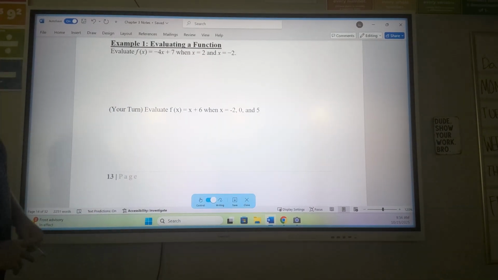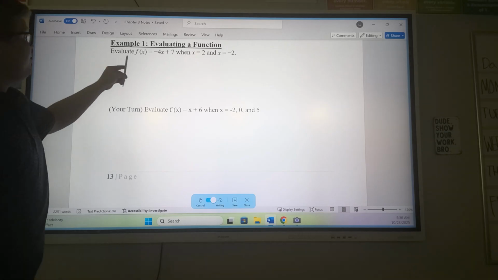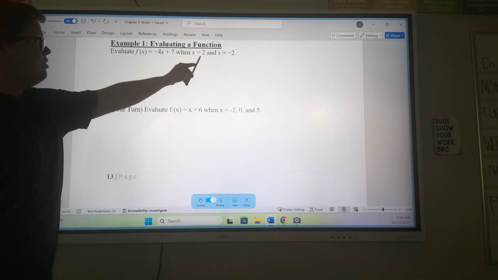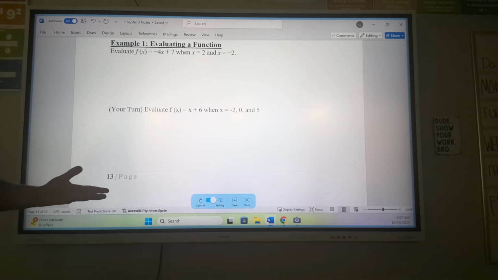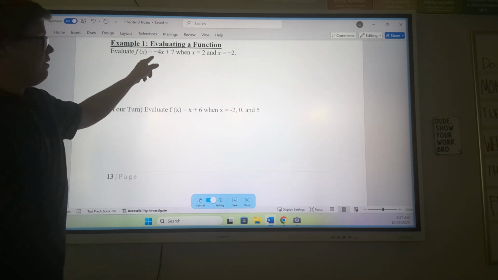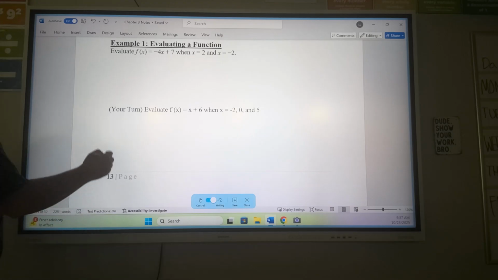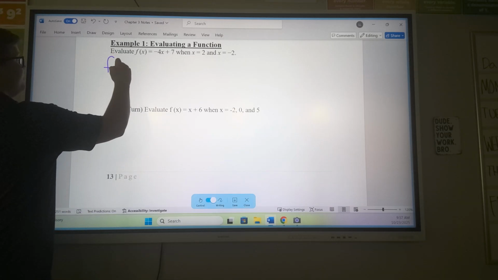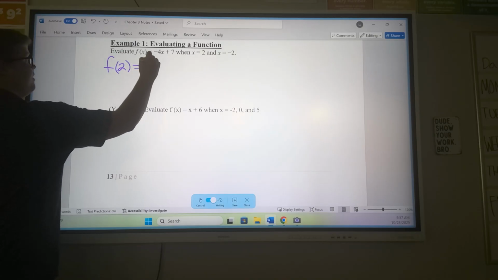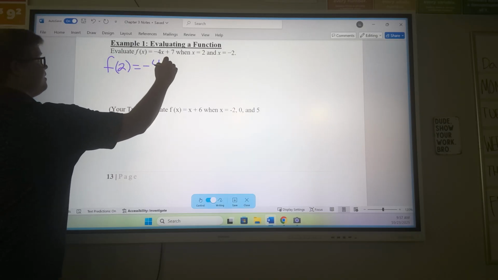When we look at this function, it says f of x equals negative 4x plus 7. So we need to evaluate this when x equals 2 and x equals negative 2. So all we have to do is plug 2 in for x. So let's do this first one. F, we're going to plug 2 in for this x and 2 in for this x.